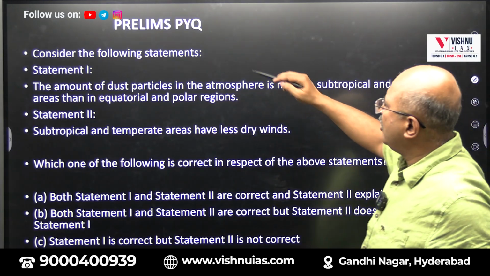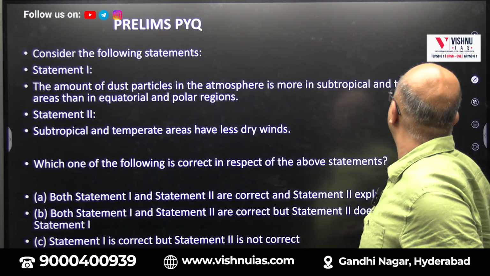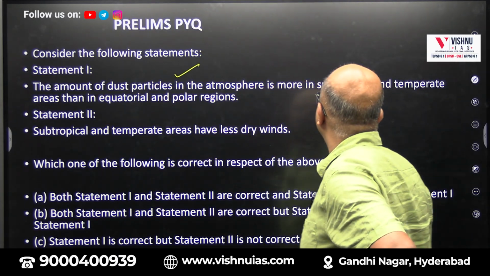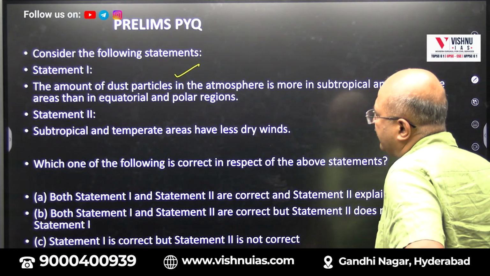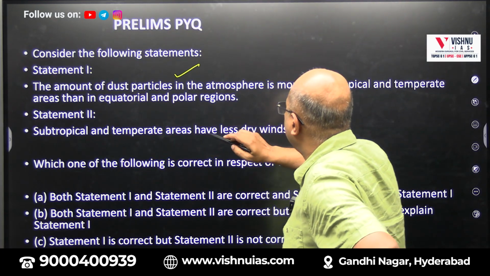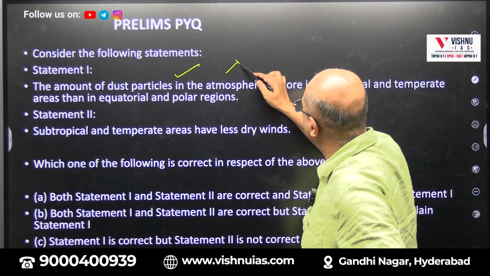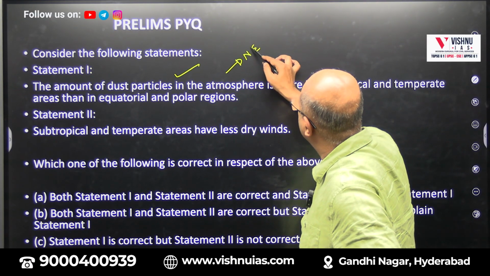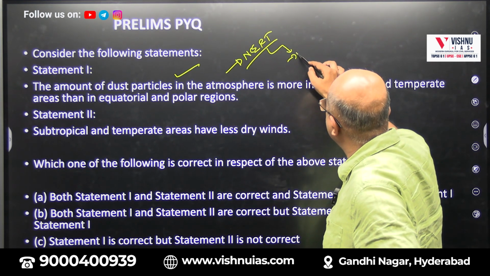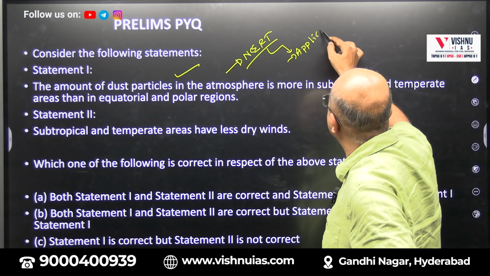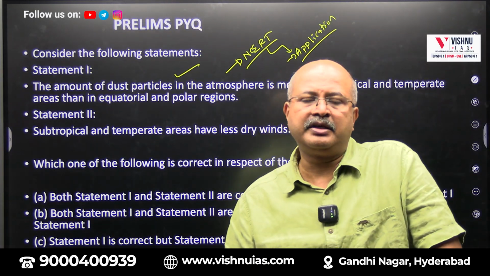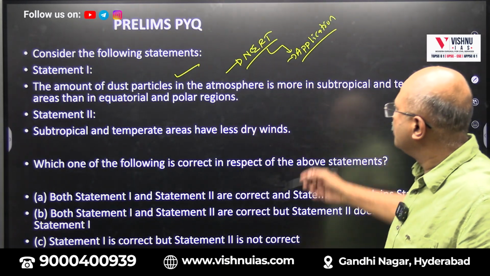Then when you talk about the prelims question, in the prelims questions you will find many questions like, consider the statement: the amount of dust particles in the atmosphere is more in the subtropical and temperate areas than in the equatorial and polar region. Then the second statement says subtropical and temperate areas have very less dry winds. Now you may find certain questions which are taken from NCERT. So reading NCERT and understanding it with the proper application is a challenging part. We can read NCERT, but understanding and applying that is a major problem. So here such questions will be there.